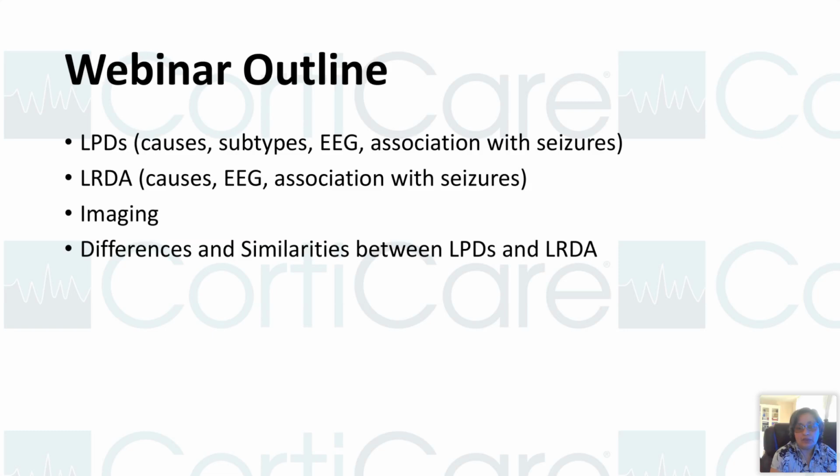So the webinar outline: we're going to talk about what they are, what the causes behind these patterns are, what the subtypes are, if any, what the EEG looks like, and what their association with seizures is. I'm going to talk a little bit about the imaging studies and the differences between these two patterns. Of course, there are some similarities too, and we will discuss that also. If you have any questions during the presentation, please put them in chat and I will answer at the end of the presentation.